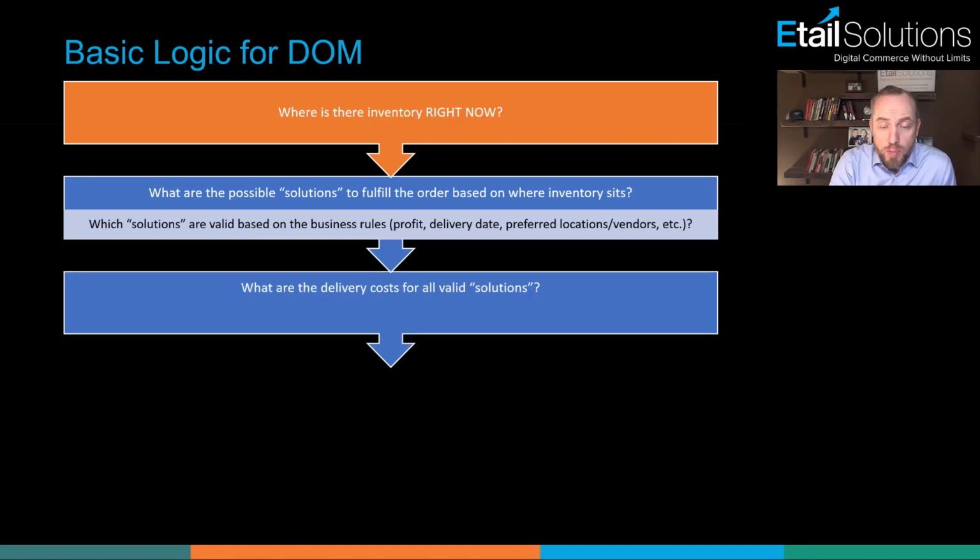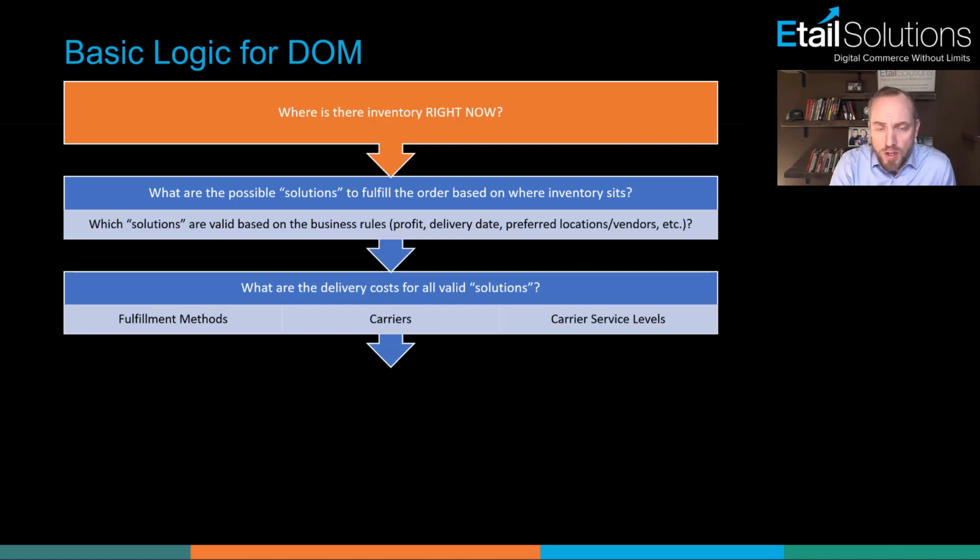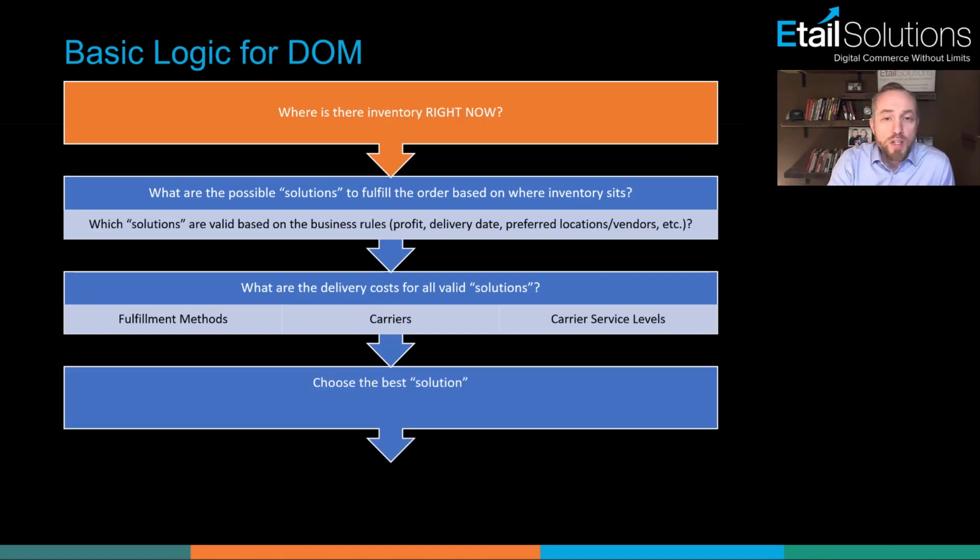So now we know the possible solutions. Let's start digging into what the costs are. So that's across, as I mentioned, the fulfillment methods, across the carriers, across the carrier service levels. This is effectively rate shopping from every possible point of distribution within your supply network that you have configured as being available to fulfill these orders. Then it's going to look at what's the best solution.